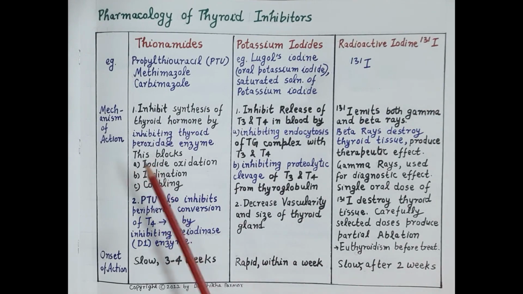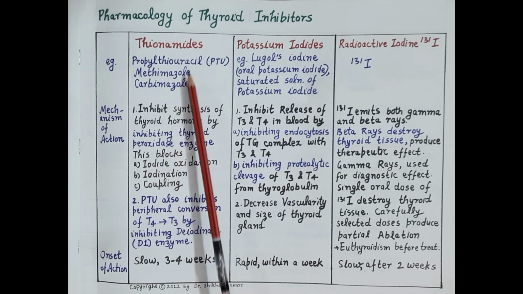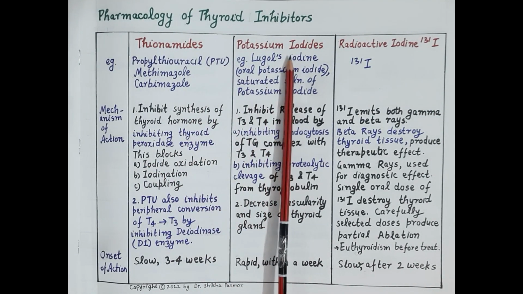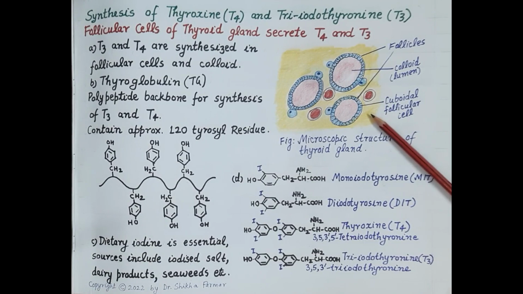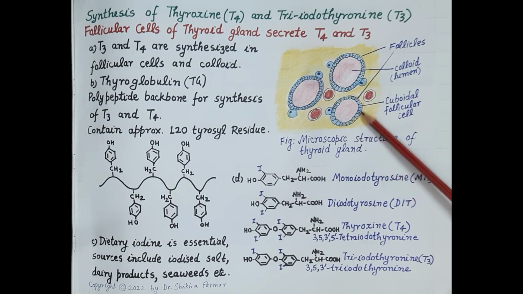Now, in order to understand the mechanism of action of thionamides and potassium iodides, let's quickly review and revise biosynthesis of T3 and T4. T3 and T4 are synthesized in the thyroid follicle. This is a thyroid follicle with peripheral cuboidal cells and a central lumen. The lumen is filled with a sticky fluid that is called the colloid.